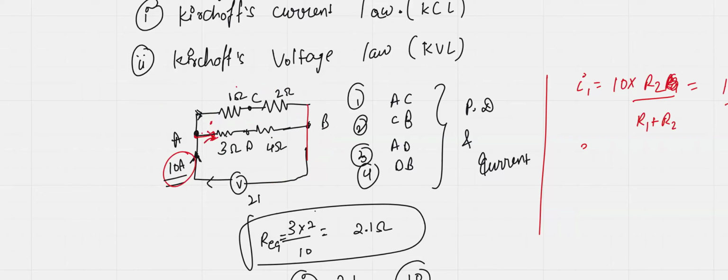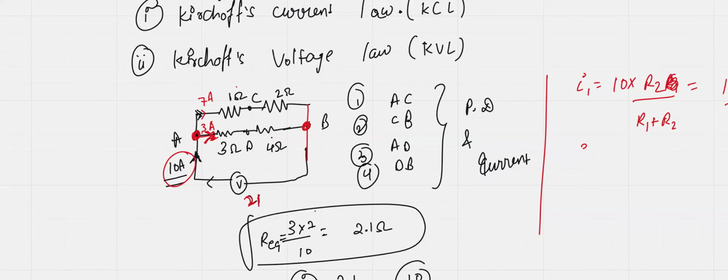Yeah. So Kirtana, you can say how much is this current? 3 ampere, and this is the 7 ampere, right? You can even verify it now. You know the potential difference across these two terminals is 21, right? Yes, sir.